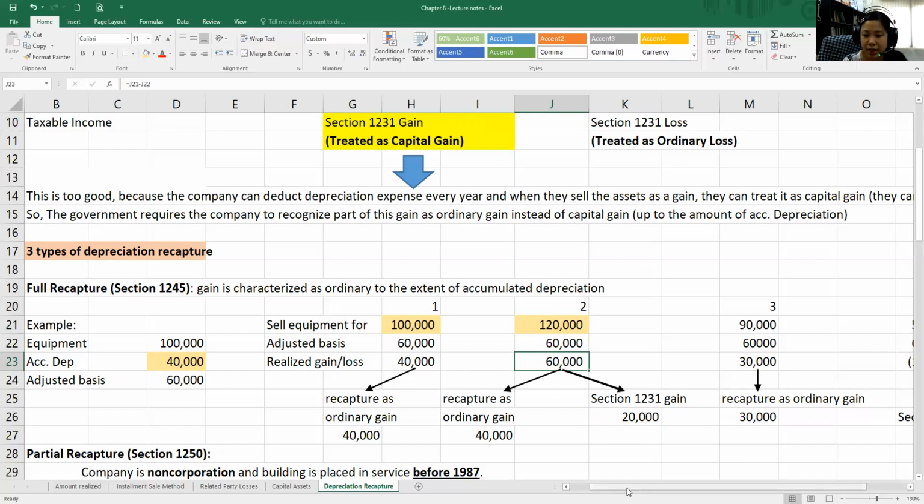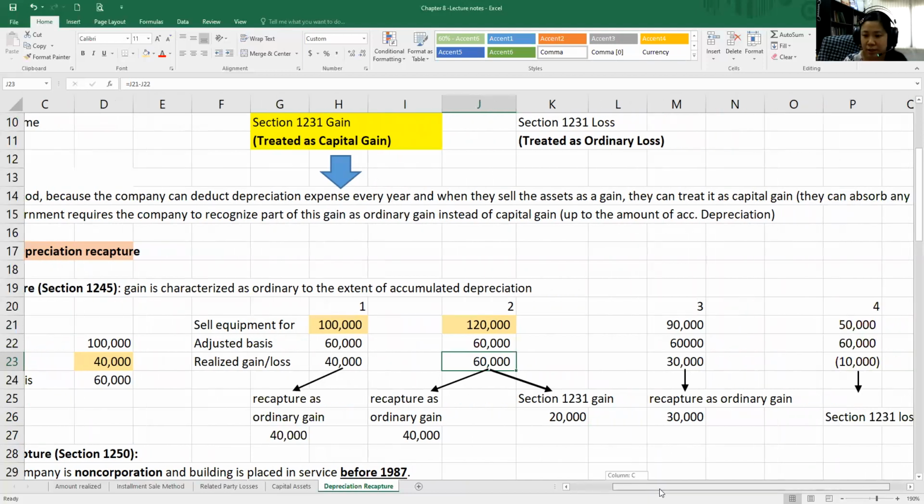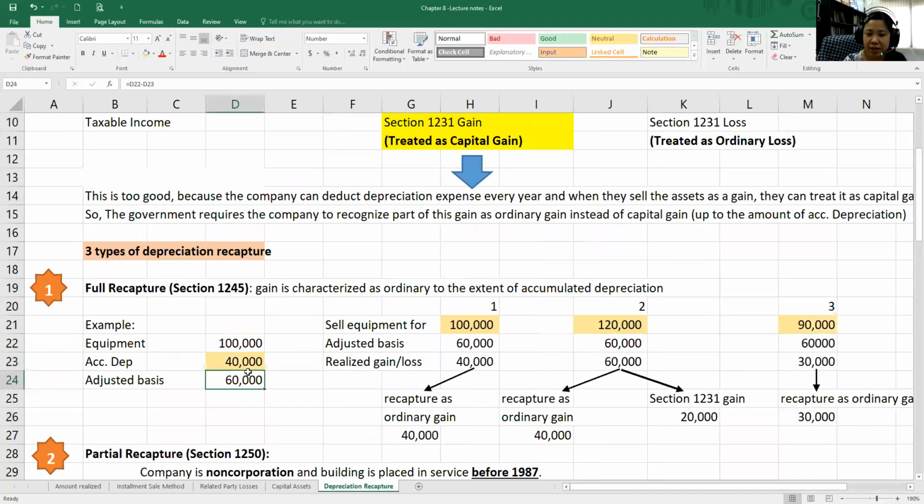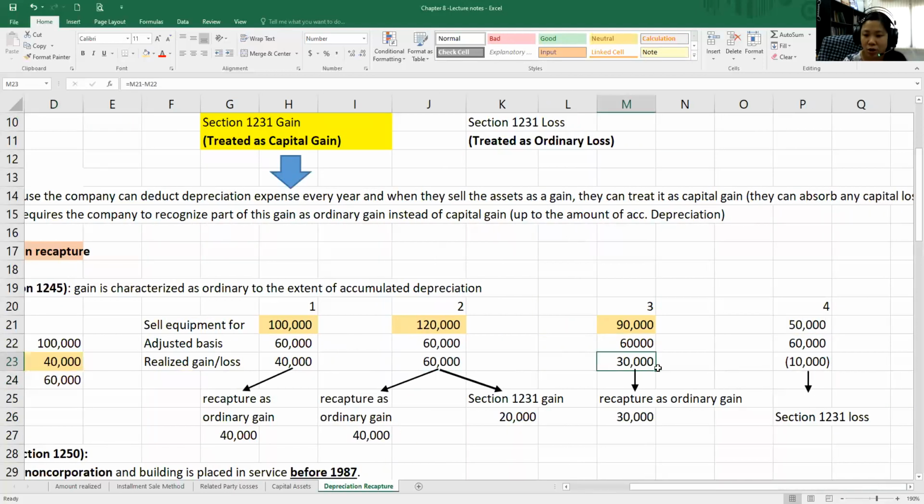Okay, now the third situation. In the third situation, what happens if we sell this asset for 90,000? Then we will realize a gain of 30,000. Now, because this realized gain is less than your accumulated depreciation, you will recognize all of that as ordinary gain. You have to recapture all of that as ordinary gain.